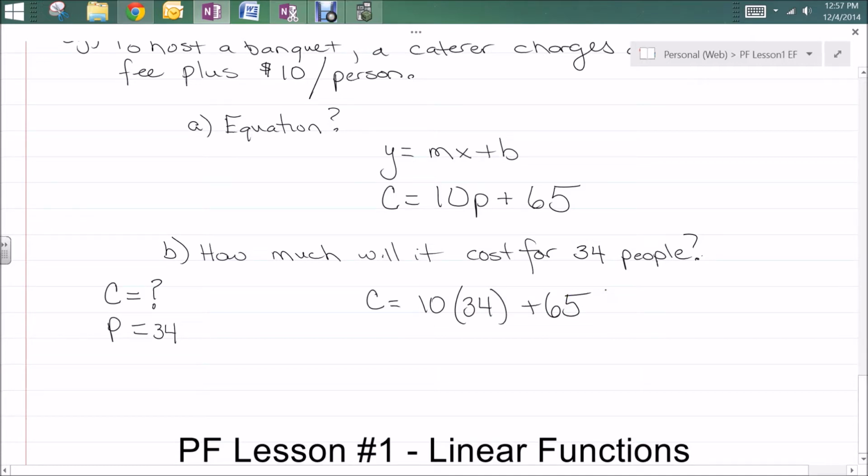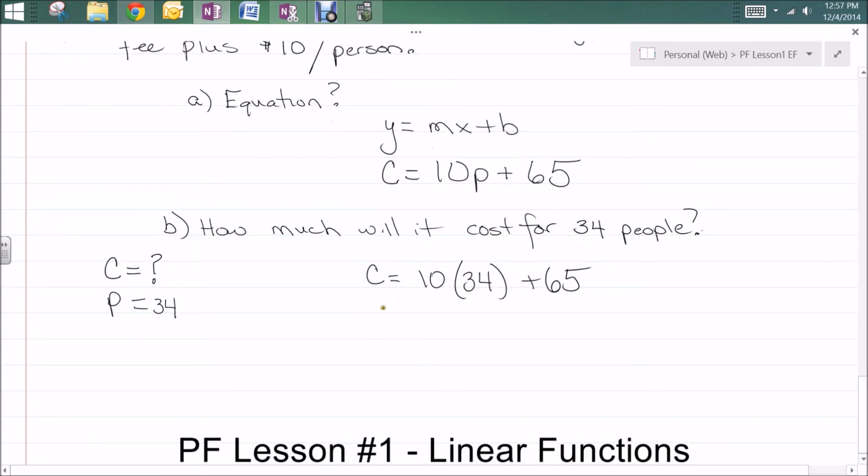Without the equation, honestly, this is what you would have done anyway. You would have done 10 times 34 plus 65. If you do that, you're going to say, okay, it cost, I think it's $405. If I'm wrong, please let me know. But ladies and gentlemen, for my 34 people wedding, it's going to cost, at this price, $405.